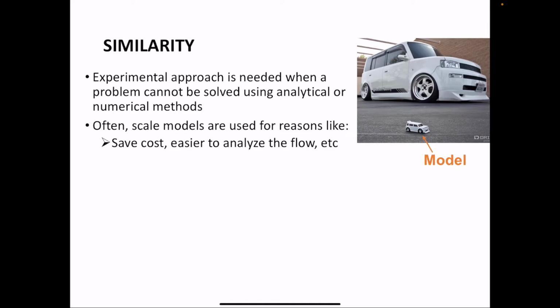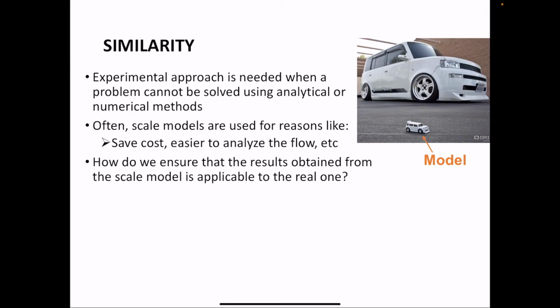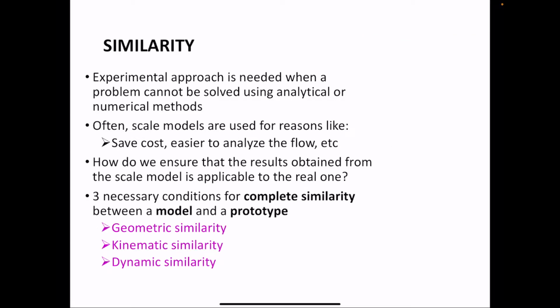What are the conditions required to ensure that the result obtained from the small-scale model is applicable to the real one? In general, there are three necessary conditions for complete similarity between a model and a prototype. We call these the geometric similarity, kinematic similarity, and dynamic similarity.